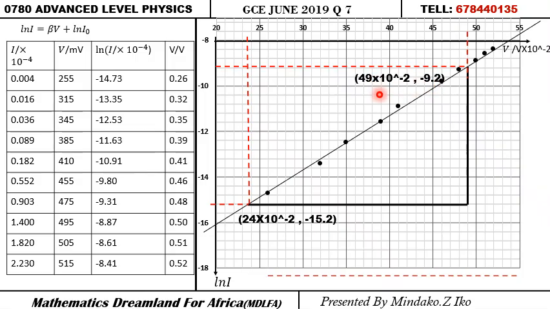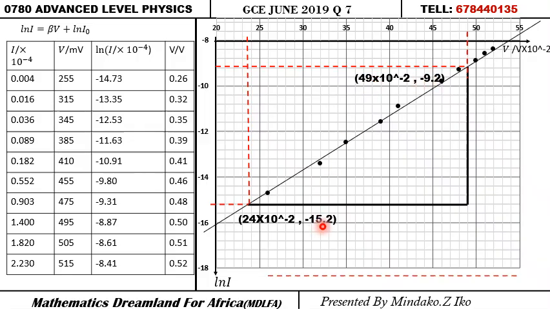If I choose these two points, for me to calculate this ln I naught, I will take this negative 9.2 and put it where I find my ln I, and then my slope, which is my beta, will be the slope I've calculated. And then what will be my v? My v is simply a point on the horizontal axis, which is 49 times 10 to the minus 2. Notice that I took the points which were actually together. Don't take this point here and then take another point there.